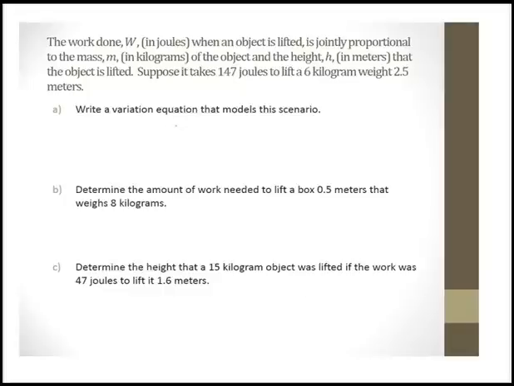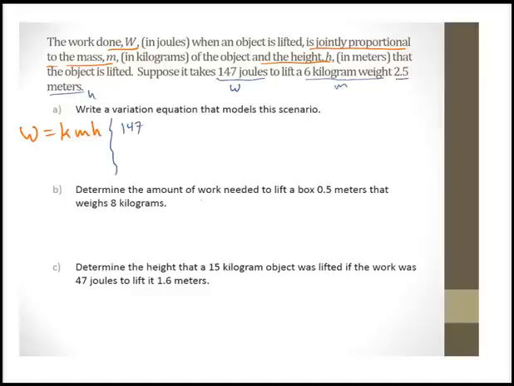The work, W, when an object is lifted, is jointly proportional to the mass and the height. So W is k times m times h. Just like we've done previously, now we throw in what we know. It takes 147 joules, that's a value for W, to lift a 6 kilogram weight, that's an m value, 2.5 meters, that's an h value.